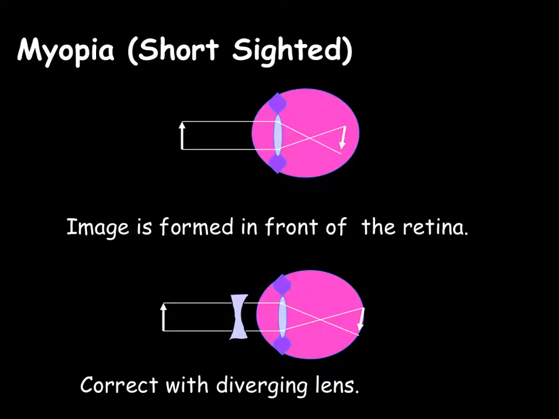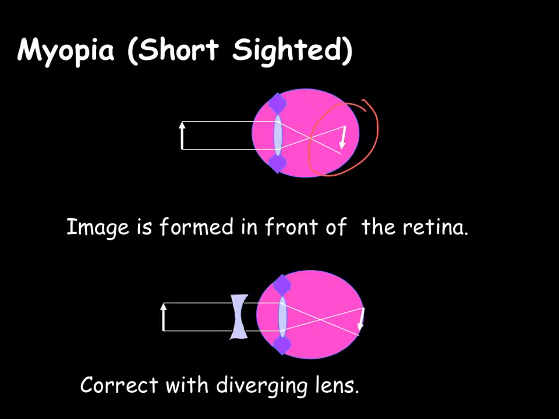So, correcting vision. Well, I am myopic, I am short-sighted, so I need one of these diverging lenses, because short-sighted refers to the fact that the image is focused short of my retina. It doesn't reach the retina. Now, this is usually, 90% of the time, due to the fact that my eyes are too big. I simply have too big an eyeball. And that's my problem, as most people's. There, the image is short of the retina.